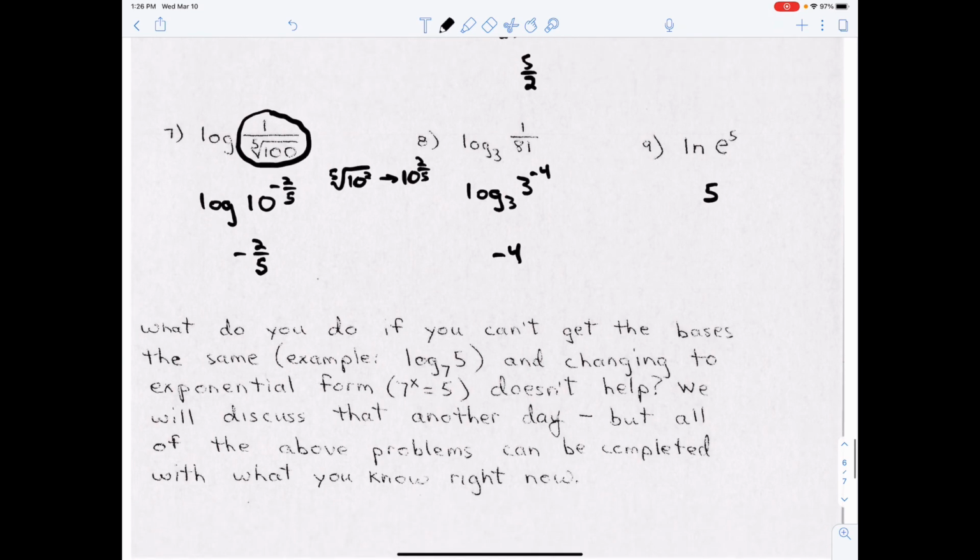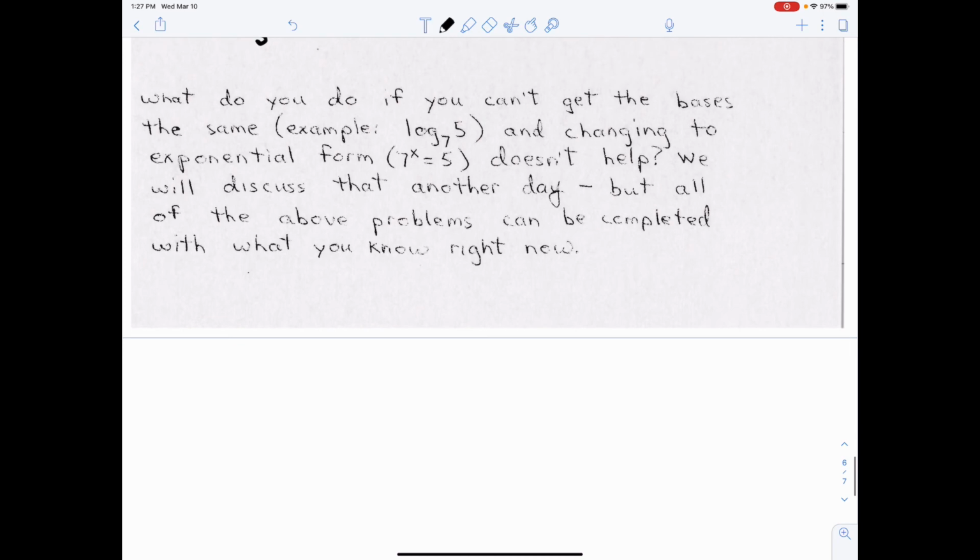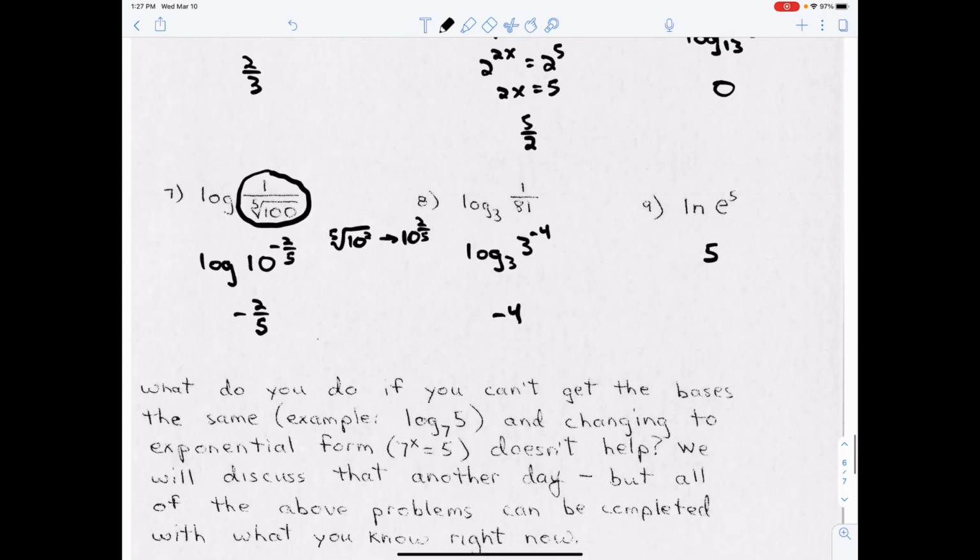Okay? What do you do if you can't get the bases the same and changing to exponential form doesn't help you? We'll discuss that another day. But that'll be good enough for these problems. Okay, that's it. Very important. Okay? The next file will be a bunch more examples.